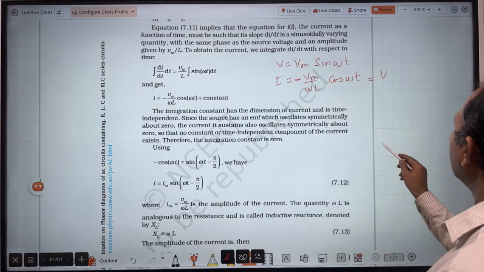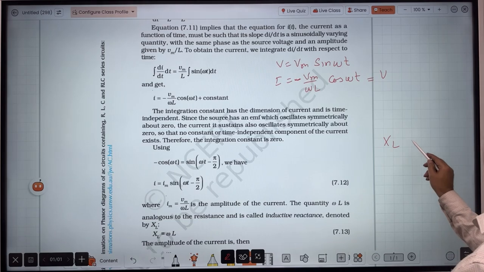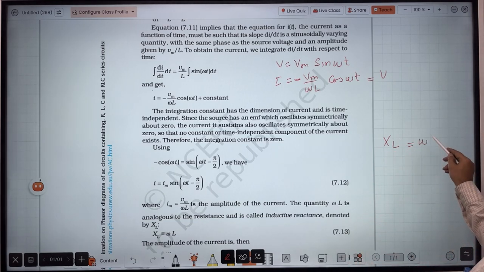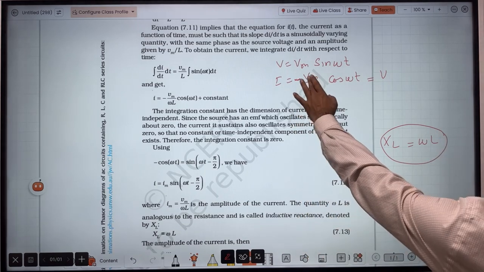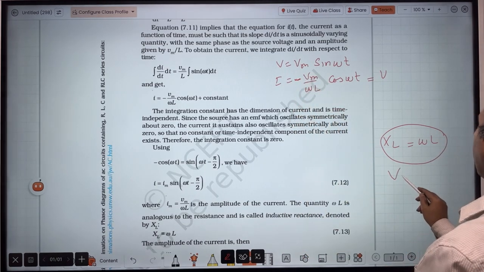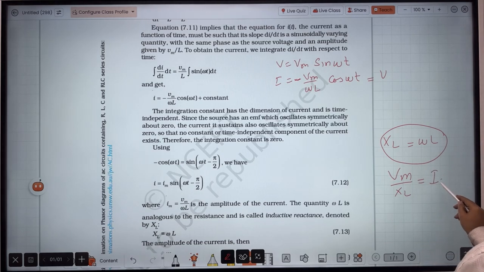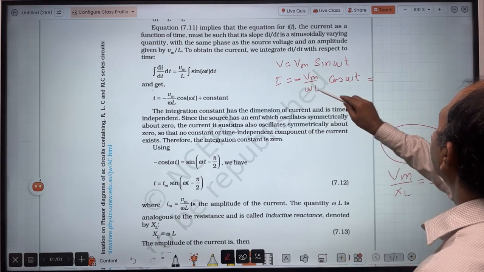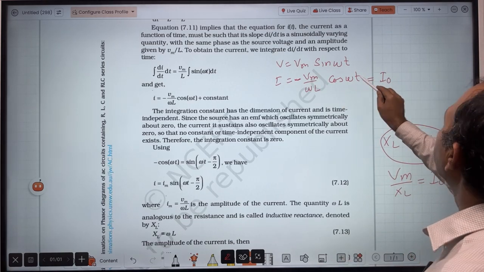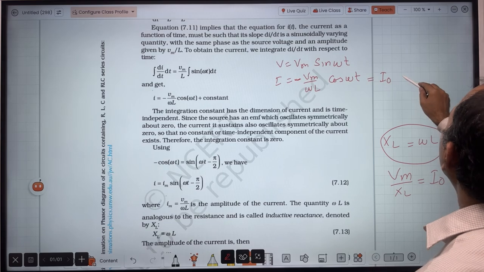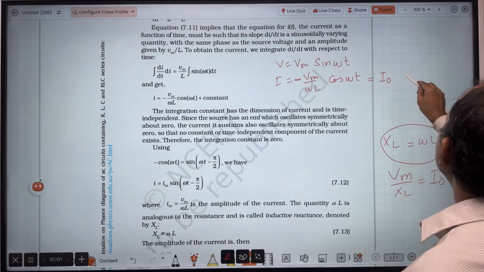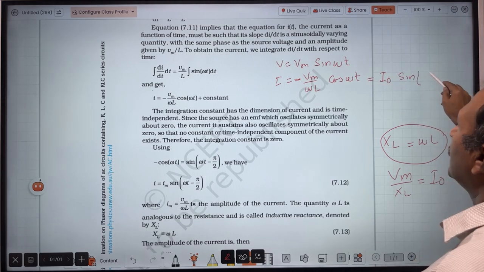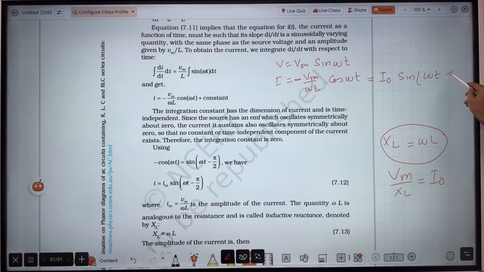Here one more thing we can introduce, that is inductive reactance, which is the resistance offered by a coil. This is omega L. So in place of this Vm upon XL, we can write Vm is voltage, XL is resistance, so it will be current, right? So let's write it as I0. So here it will become I0, and this minus sign we are going to absorb by writing it as sine of omega t minus pi by 2.